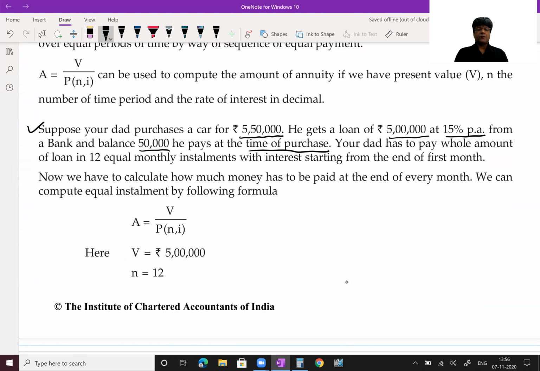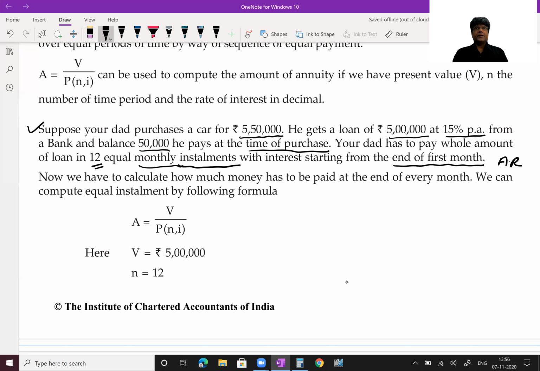Your dad has to pay the whole amount of loan in 12 equal monthly installments. Look here, equal monthly installments. Obviously, the question is of annuity. How many? 12. Starting from the end of the first month, guys. Annuity regular. At the end of the period, you have to start the installment.